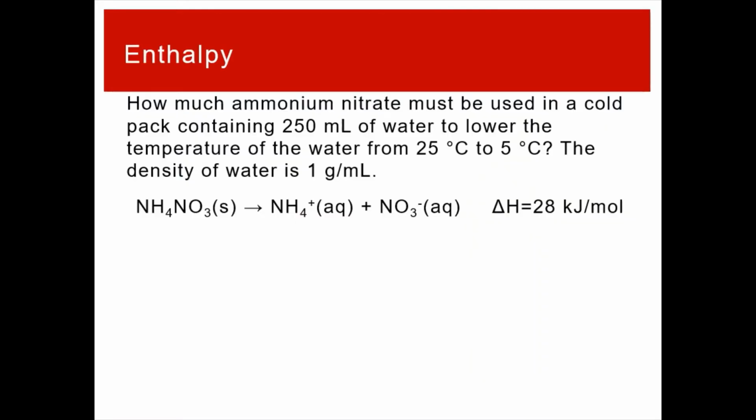So the example is, how much ammonium nitrate must be used in a cold pack containing 250 milliliters of water to lower the temperature of the water from 25 degrees Celsius to 5 degrees Celsius. The density of water is 1 gram per milliliter. And here is the chemistry that you're using to lower the water using ammonium nitrate. So that's NH4NO3.